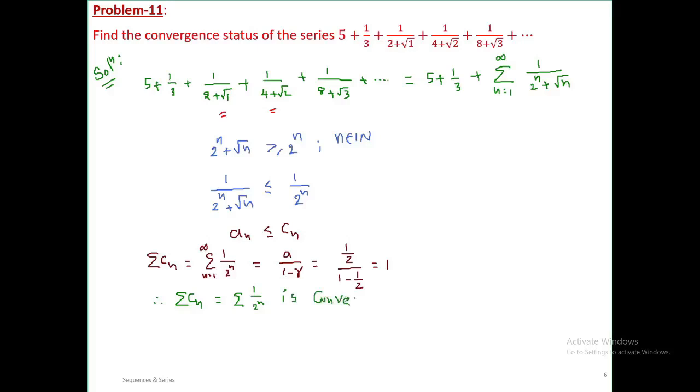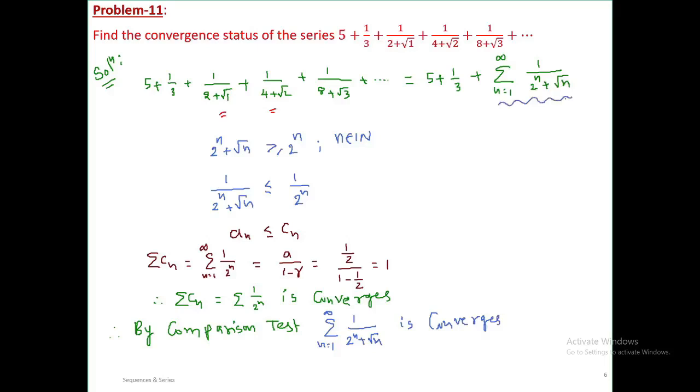Proper upper bound means what? It converges, right? So therefore the upper bound converges, and therefore this lower bound also converges by comparison test. So by comparison test, what can we write? Series 1 upon 2 power n plus root n, n running from 1 to infinity, converges.